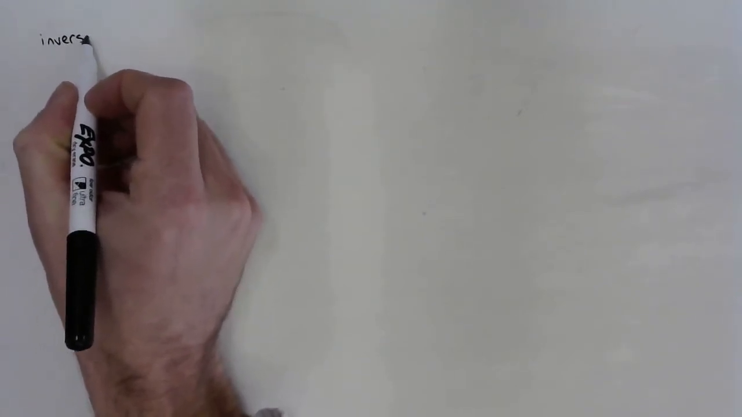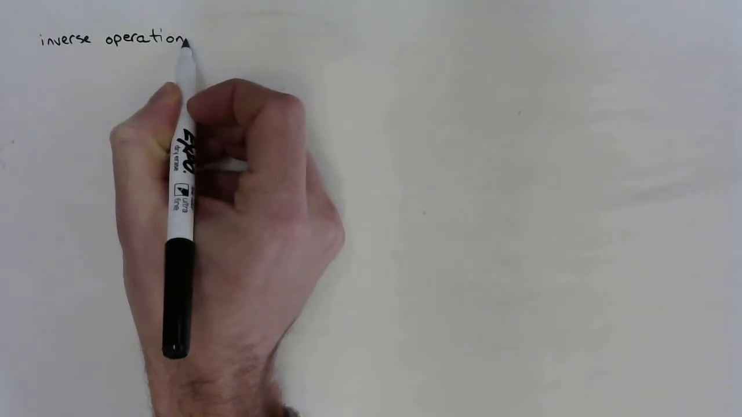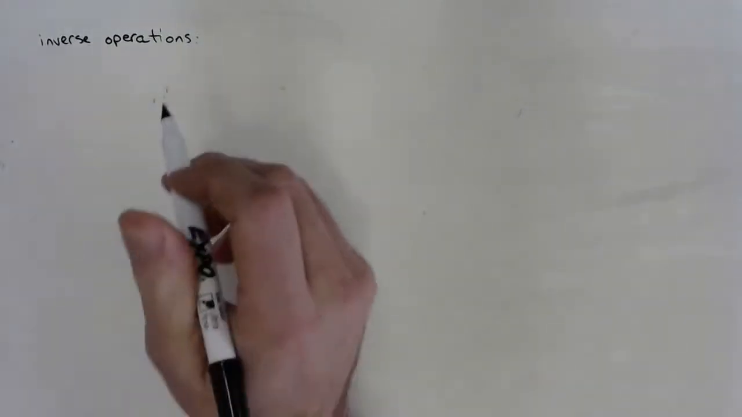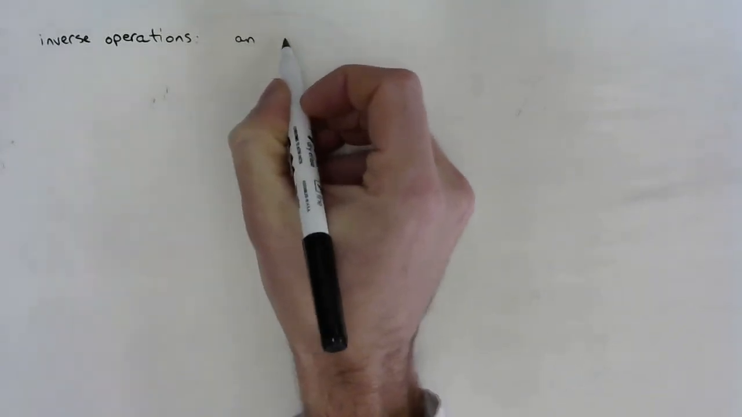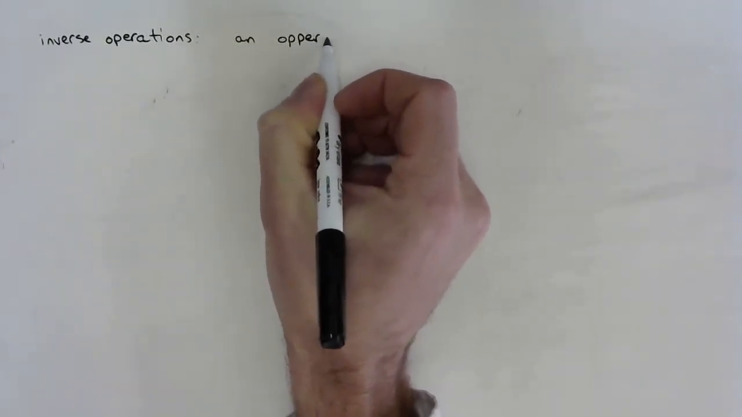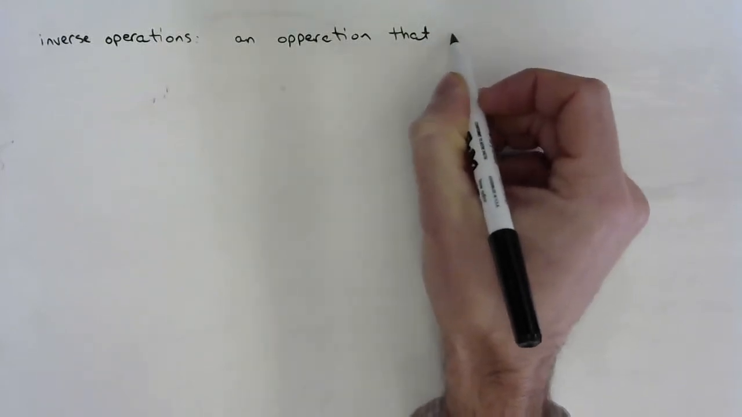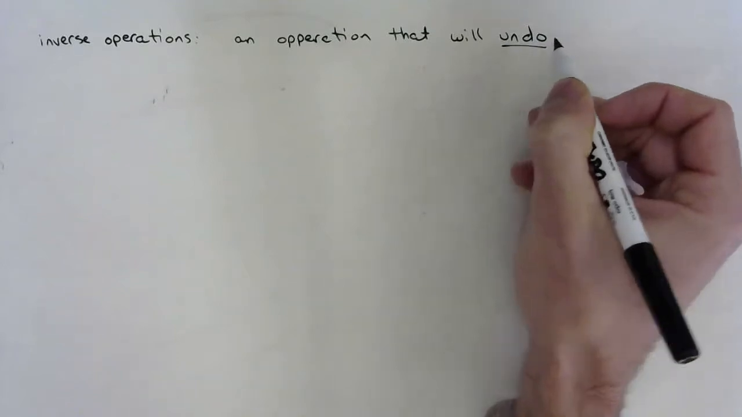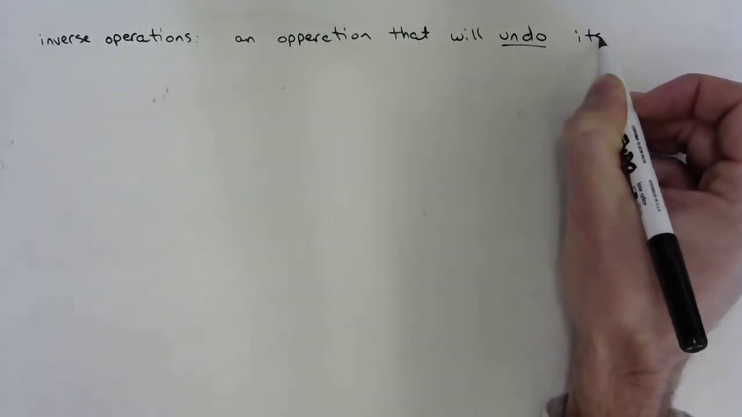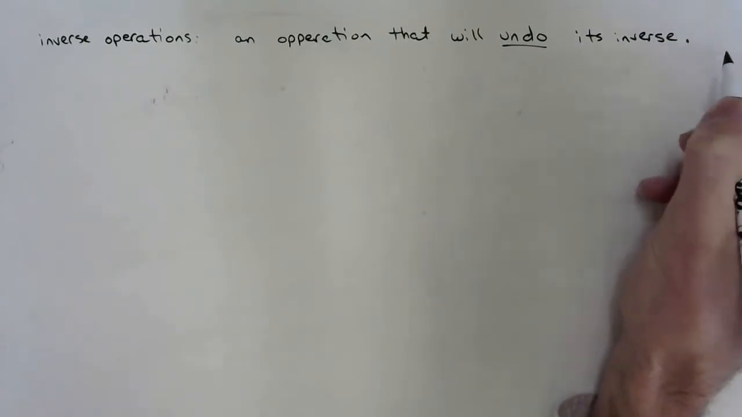Inverse operations. So what is an inverse operation? This is an operation that will undo another operation.